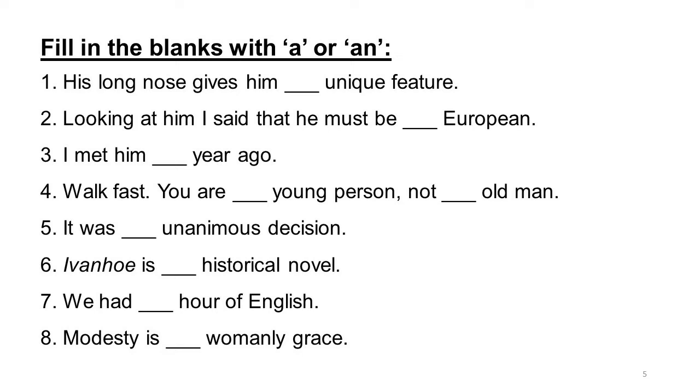So without looking at the letter and actually considering only the sound of it, we will decide whether we should use a or an. So his long nose gives him unique feature. The word unique starts with consonant sound y, and therefore even though it begins with a vowel letter which is u, the sound is that of a consonant, we will not use article an there. Instead we use article a: a unique feature. And this goes with all other words as well that begin with a vowel letter but have a consonant sound.